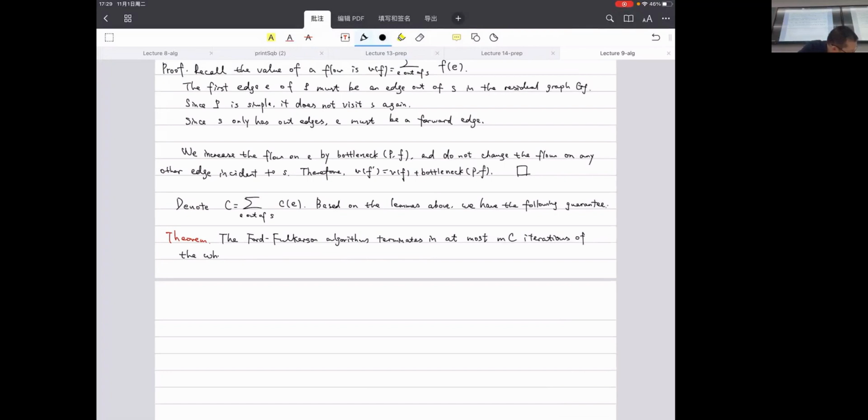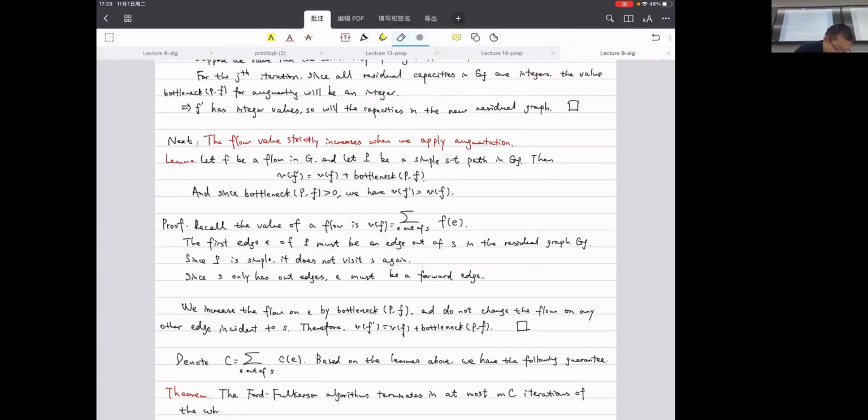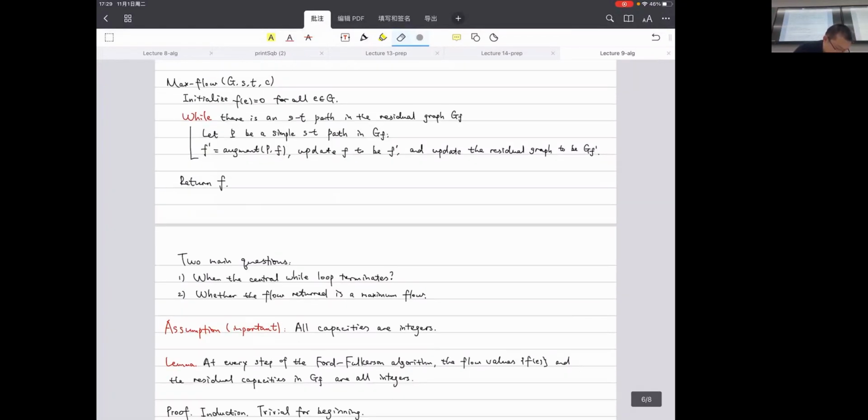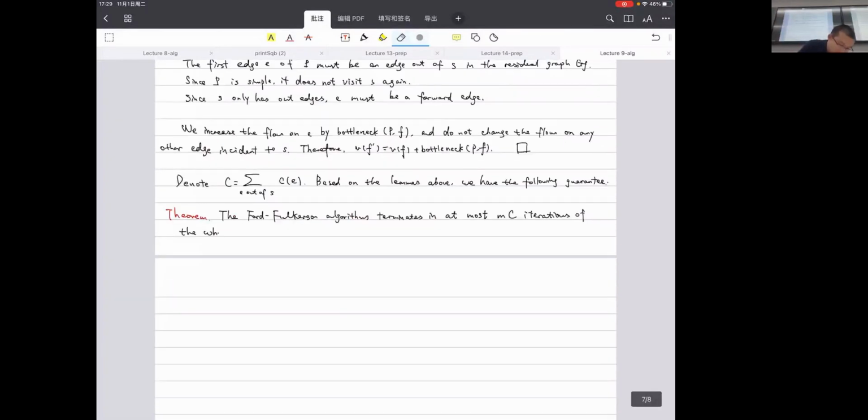Let me take a look. I think, let me see. So for the max flow algorithm, talking about s-t path. Oh, sorry. Let me take a look here.